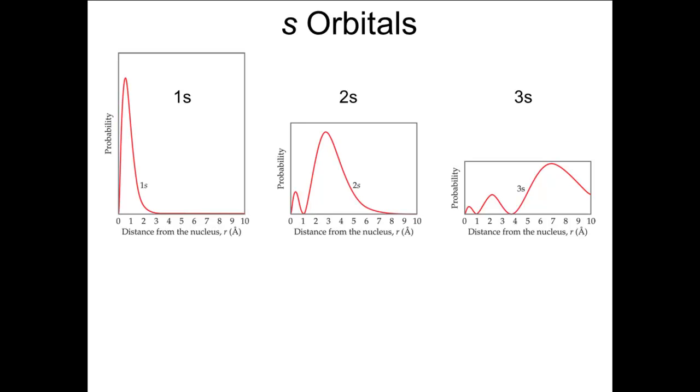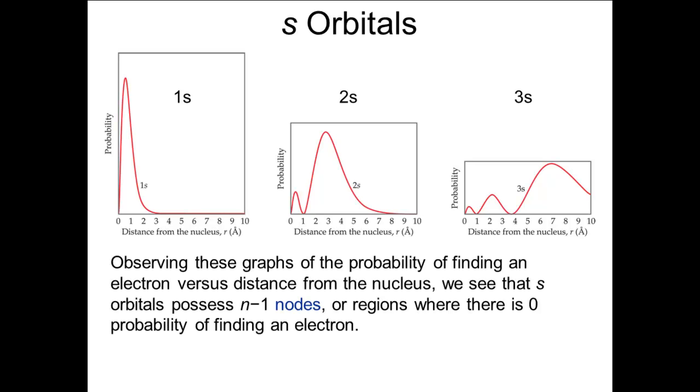These are graphs of the probability of finding the electron at a certain distance from the nucleus. One thing we notice is that there are distances on the graph at which the probability is 0. These are called nodes. There are no nodes for the 1s orbital, one node for the 2s orbital, and 2 nodes for the 3s orbital.